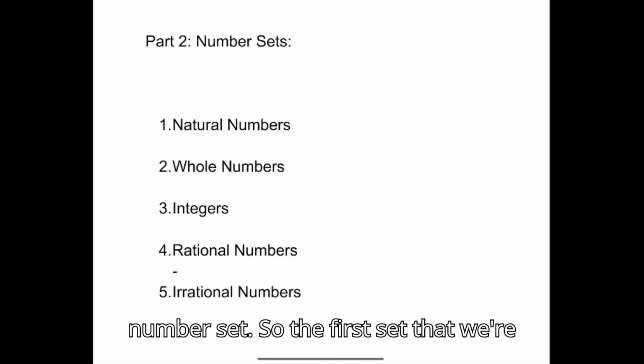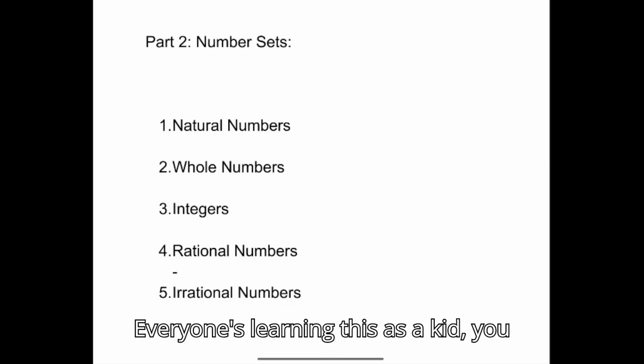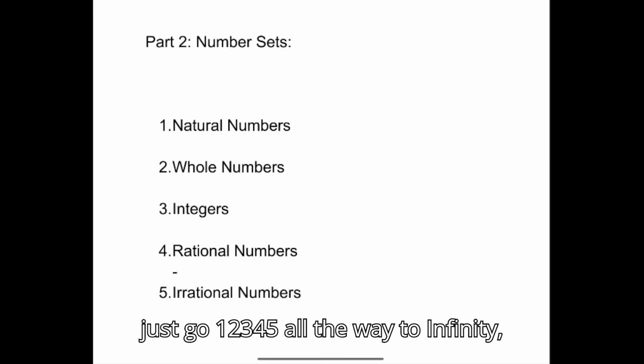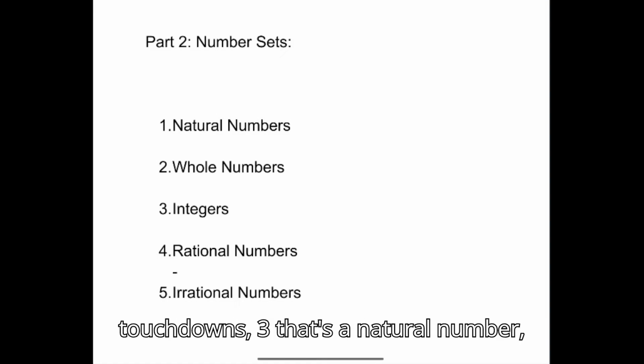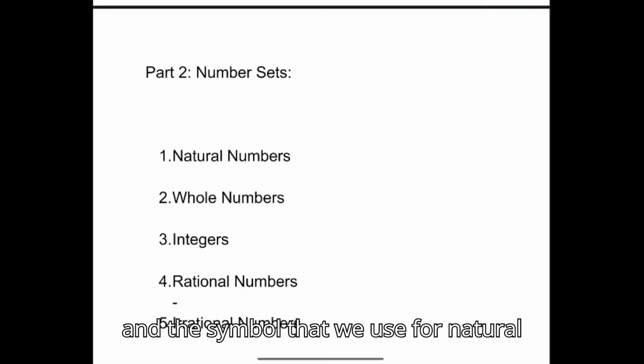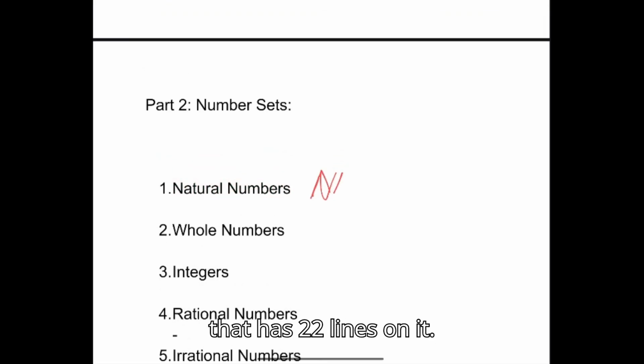So the first set that we're going to go over is the natural numbers. Natural numbers are counting numbers. Everyone's learned this as a kid. You just go 1, 2, 3, 4, 5, all the way to infinity. So for example, hey, I scored 3 touchdowns. 3, that's a natural number. And the symbol that we use for natural numbers is an N, like a double N that has two lines on it.